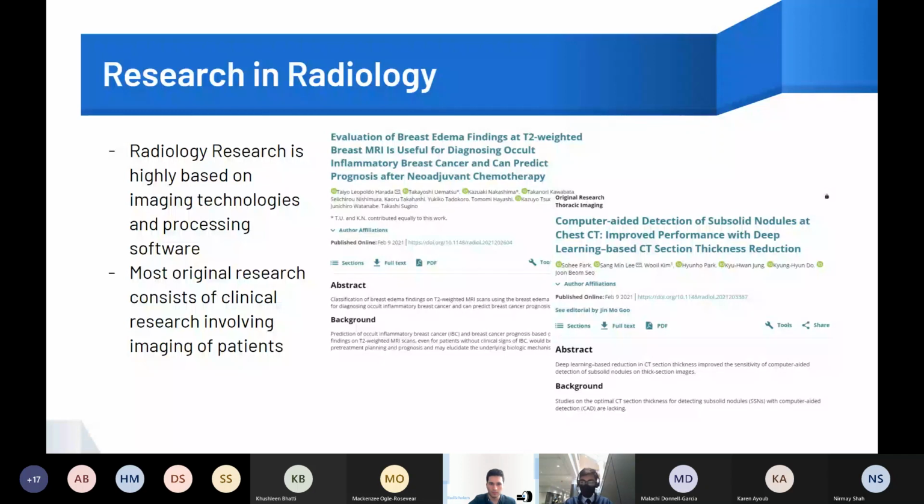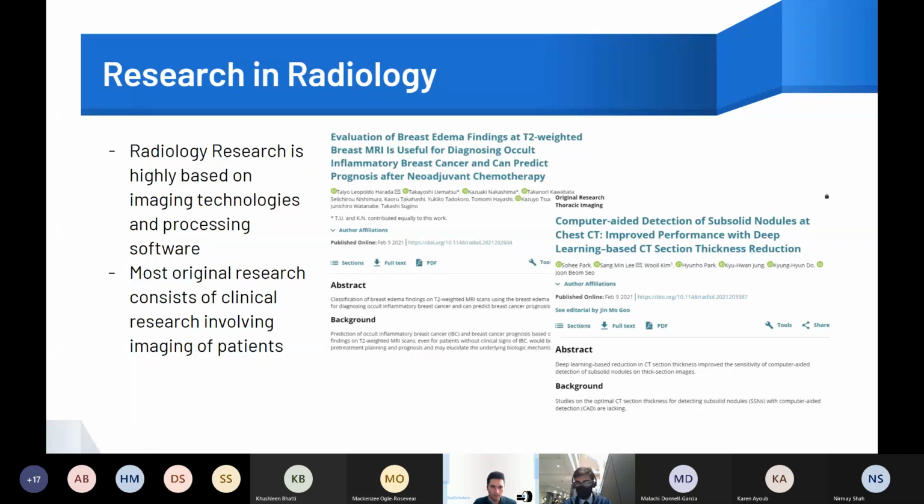Perfect. So I want to start off by talking about research in radiology and where it is currently and what we usually see. So just in general, research in radiology is highly based on imaging technologies and processing software. Whatever questions or ideas that researchers might have usually do consist of clinical research involving imaging of patients. And I've put up some studies here that I thought were pretty cool. They're very recent studies. So as you can see here in the first one, it's an evaluation of breast MRIs. They're T2 weighted breast MRIs. So again, you can see that there's imaging happening in that first study.